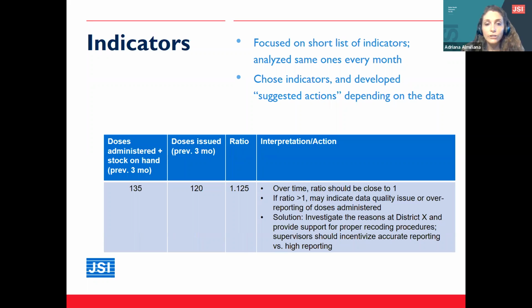And so the suggested action for that might be to investigate the reasons why this is happening within this district, and then provide support either to recode that data, or perhaps even having supervisors really incentivize accurate reporting versus high reporting. Right, so that's just one example of the kind of indicator they were using and the interpretation that went along with it. So they basically mapped out all of this for each indicator to help with the interpretation and the action on that data, and then they got started.